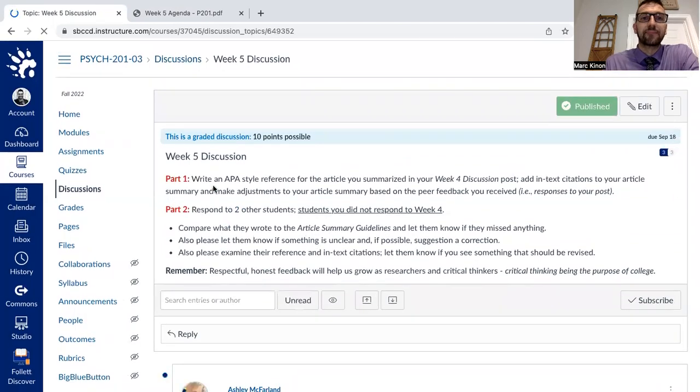I'm going to have you write an APA style reference for the article you summarized in your week 4 discussion post. Add in-text citations to your article summary and make adjustments to your article summary based on the peer feedback you received. So last time you did an article summary. This time you're taking that same article summary, adding the citation, the reference, and then adding the in-text citations. And you're incorporating any feedback that you received from the last discussion.